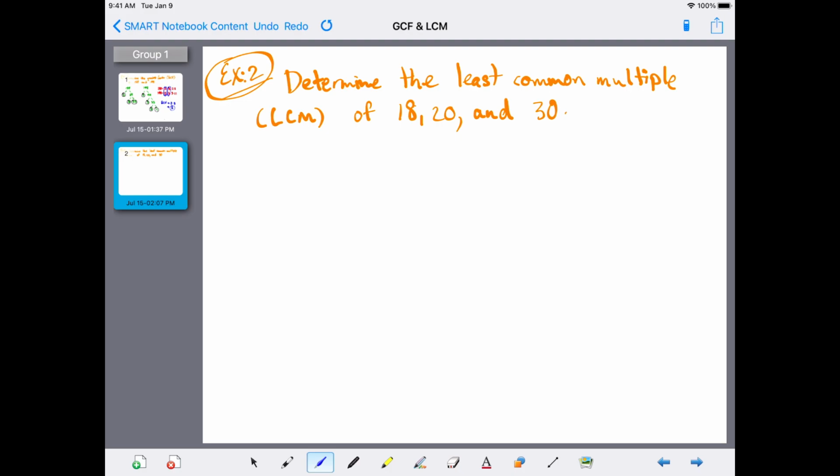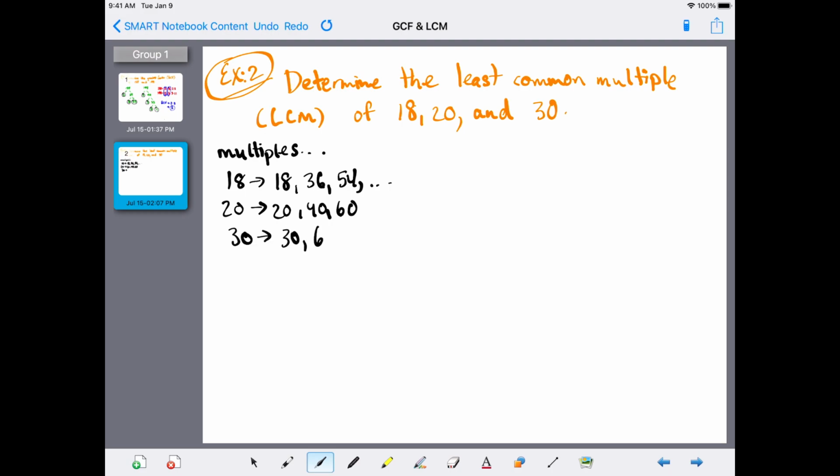But we don't want to do it that way. We want to find a little bit more of an efficient way to do it. So I'm going to show you prime factorization. Just to show you, this is an example of the multiples of these numbers, and we're looking for the smallest one that's in common with all three.